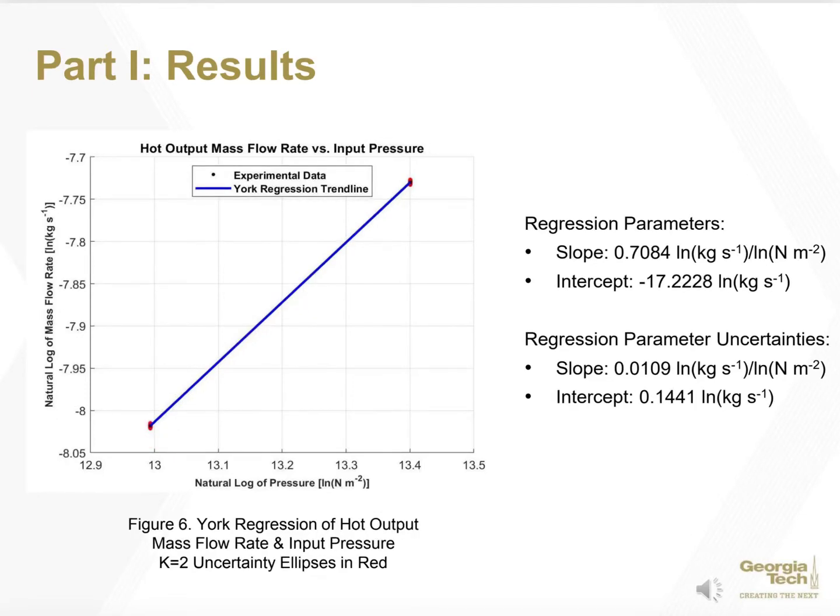Here we have performed linearized York regression to determine that the hot output mass flow rate increases with increased input pressure, as shown in the plot. The red uncertainty ellipses suggest that there is very little uncertainty, which is also suggested by the very small regression parameter uncertainties.